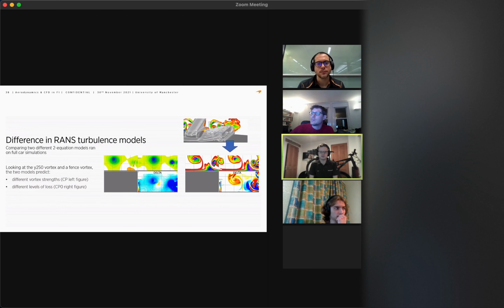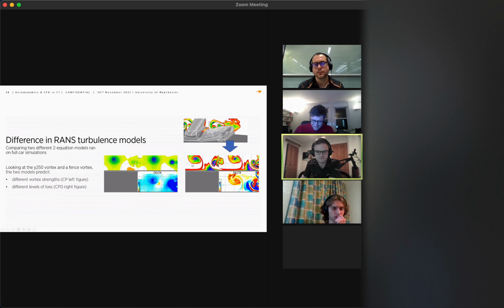So this is an example between two off-the-shelf turbulence models. I think they're both two equation RANS turbulence models. Looking at the Y250 vortex and a fence vortex. So over here is the Y250 vortex. This is the vortex coming off the Y250 junction, and we spin up a vortex here which goes along the car, goes around the back of the wheel and out by the side of the sidepod. It's incredibly powerful. It generates a huge amount of downforce, mainly indirectly by helping other bits of the car make even more downforce. It's an awesome structure.